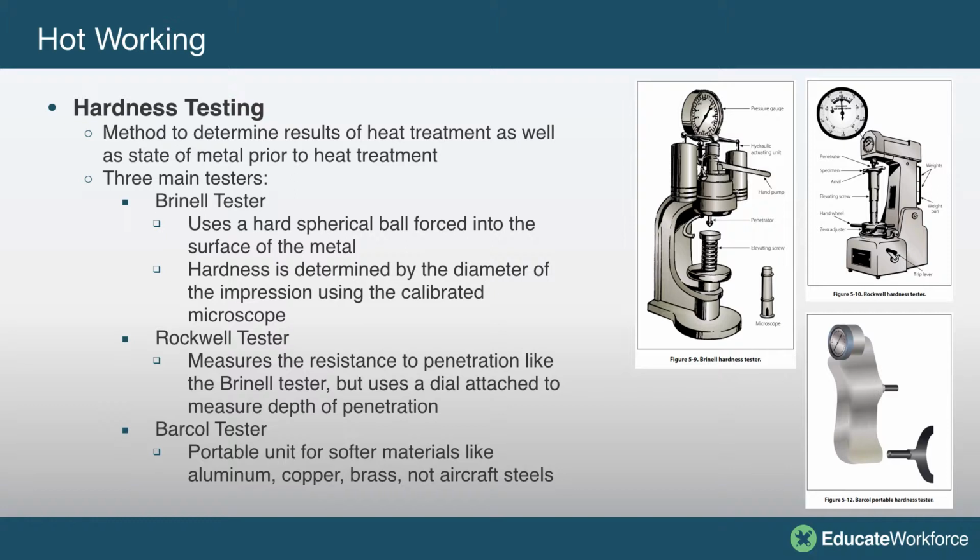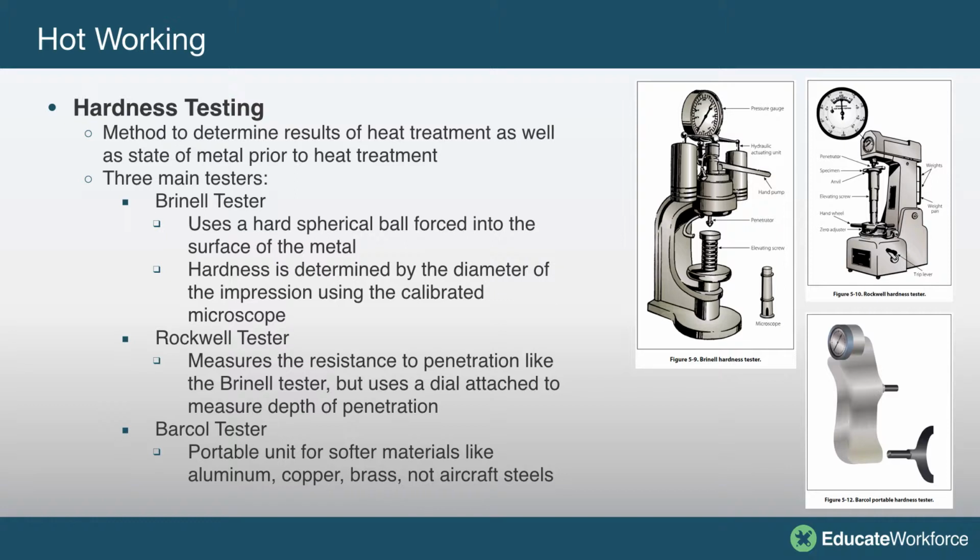So we've talked about working with this metal and getting it to a specific hardness. Now let's look at how we're going to actually test the hardness. There's a Rockwell hardness tester and there's a Brinell hardness tester. These methods are going to determine the success or the results of our heat treating process. They're going to tell us how it actually worked.